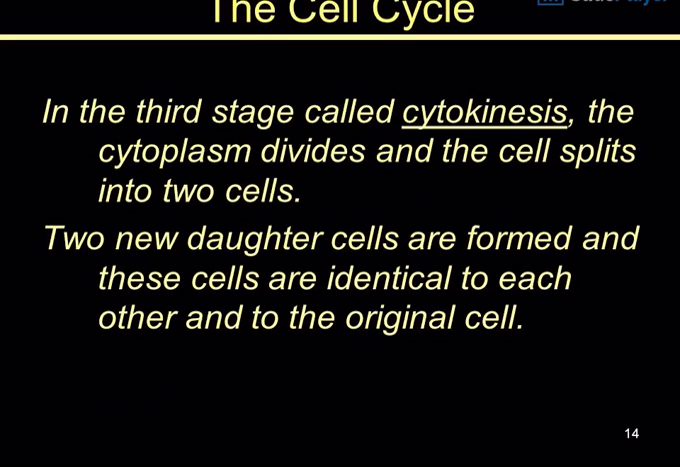The cell cycle. In the third stage, called cytokinesis, the cytoplasm divides and the cell splits into 2 cells. 2 new daughter cells are formed and these cells are identical to each other and to the original cell.